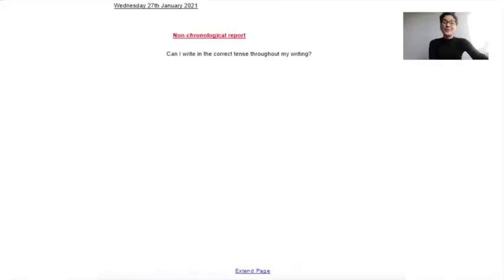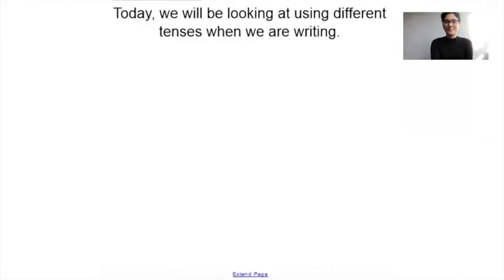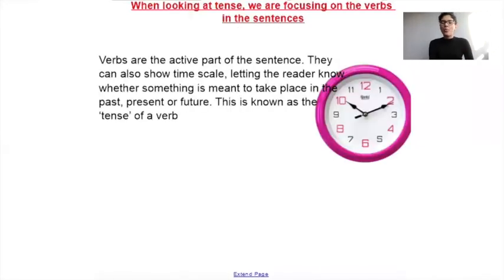Times, class. For your English lesson today, the learning objective is, can I write in the correct tense throughout my writing? Today, we will be looking at using different tenses when we are writing. When looking at text, we are focusing on the verbs in the sentences.